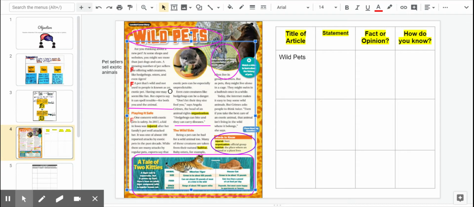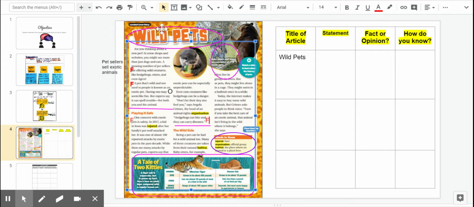It was one of about 100 reported attacks by exotic pets in the past decade. While there are many attacks by regular pets, experts say that exotic pets can be especially unpredictable. Even cute creatures like hedgehogs can be a danger. Don't let their tiny size fool you, says Angela Grimes, the head of an animal rights organization. Hedgehogs can bite and they can carry diseases. Okay, well, I'm going to go over here because to me that's another fact. And I'm going to put an F right here so that we can pull that out later.